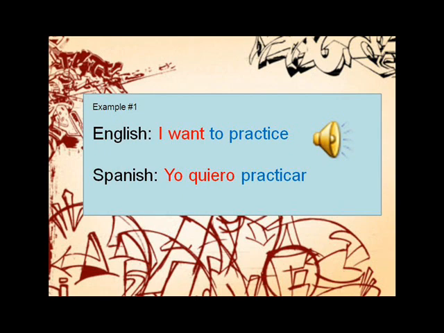Your second verb is to practice. To practice is the verb that you do not change. You leave it in the infinitive form. That's why we left it as practicar. Altogether, you have yo quiero practicar. I want to practice.